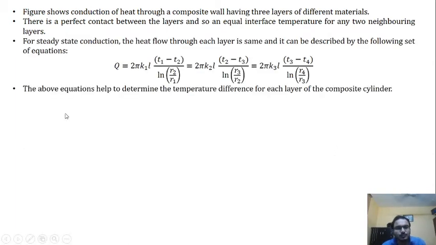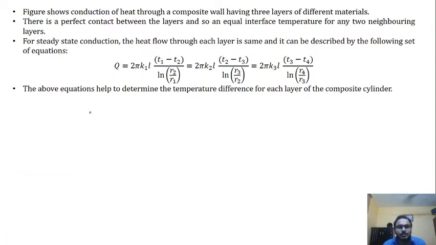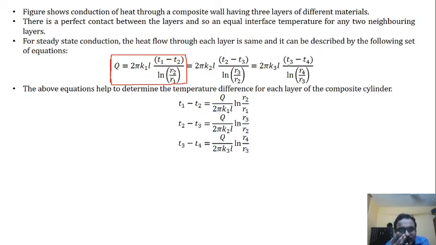Now the above equations help to determine the temperature difference for each layer of the composite cylinder. So let us say that first we take this equation, and we make T1 minus T2 the subject in this equation, then we will be obtaining this formula. The same process can be done for the second equation as well as the third equation. So we will be getting the temperature difference like this.